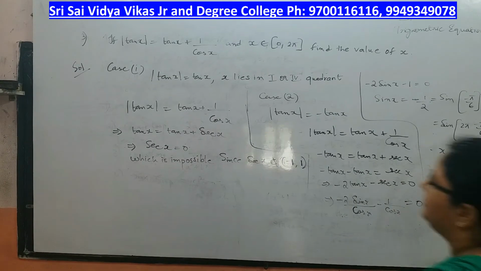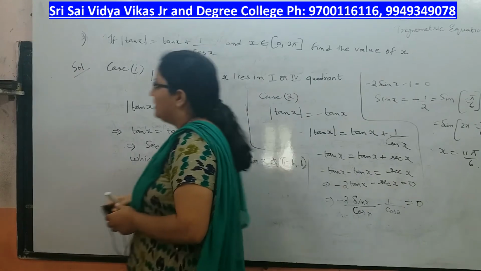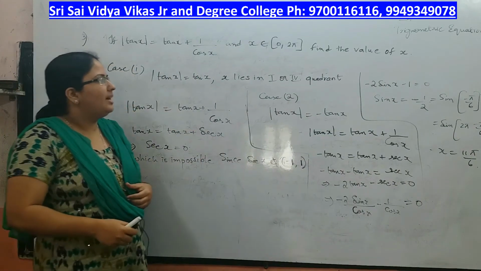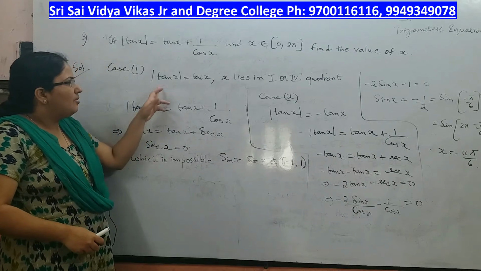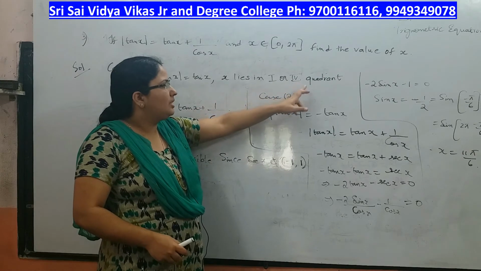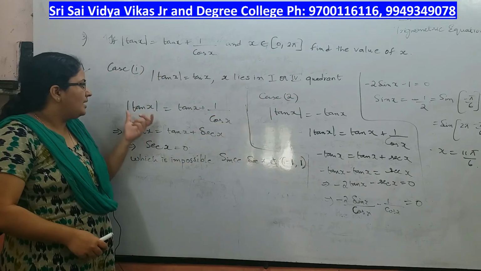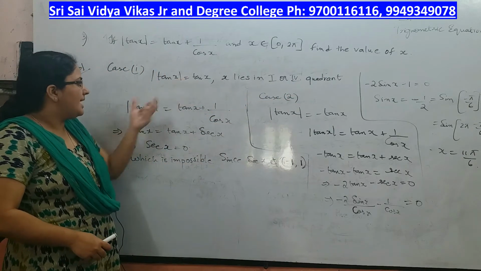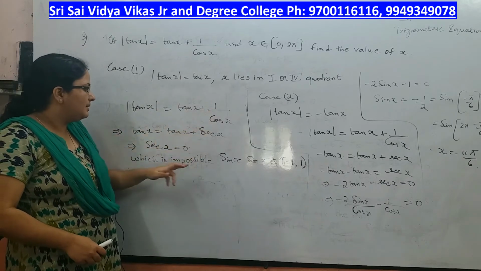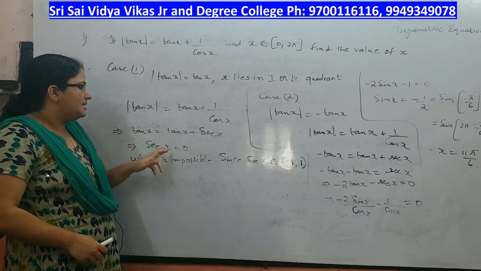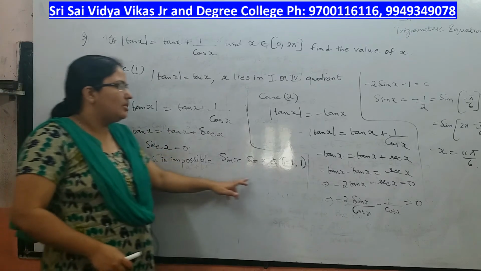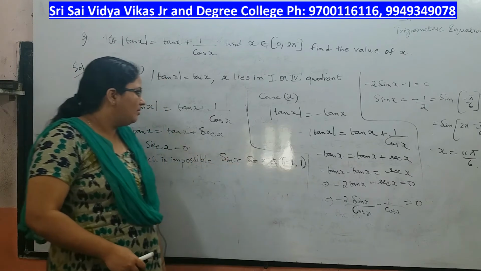Our next problem: mod tan x is equal to tan x plus 1 by cos x, where x belongs to 0 to pi. Find the value of x. Mod tan x is equal to tan x when x lies in the first or fourth quadrant. Then tan x is equal to tan x plus 1 by cos x, which is secant x. Tan x cancels, so secant x is equal to 0, which is not possible because secant does not belong to the interval minus 1 to 1.